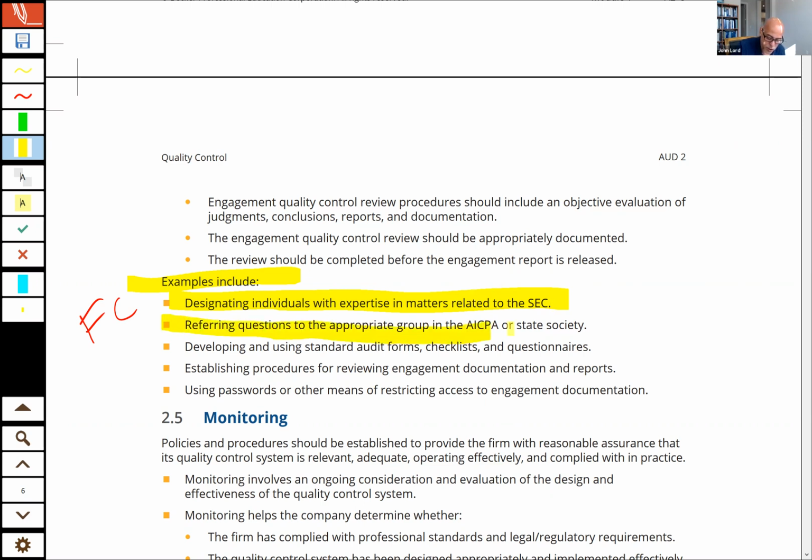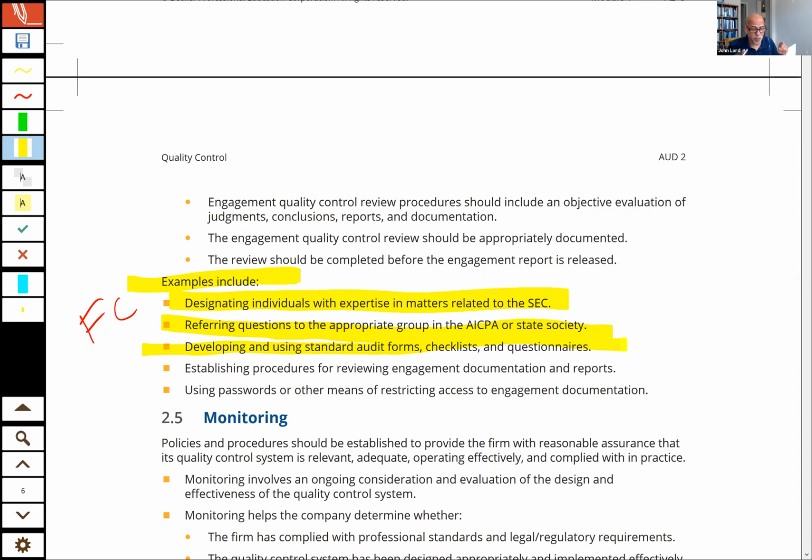Okay, referring questions to appropriate group within the AICPA or state society. And I kind of roll my eyes when I see that, because you always think, oh boy, that means the AICPA is standing ready to answer my questions. Good luck, okay, getting answers from these guys sometimes. But they do write the exam, so we better go ahead and flashcard that, because that might be the answer to a question. Developing and using standard audit forms, checklists.